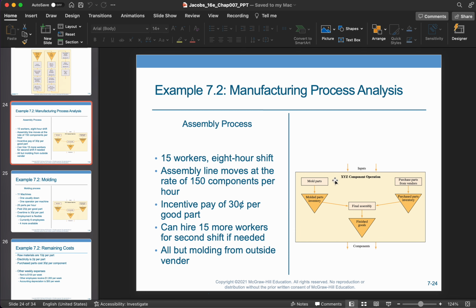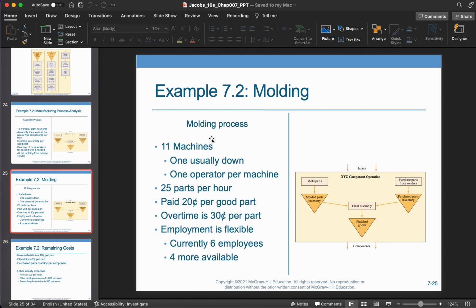Let's look at the molding process itself. For the molding process, you have 11 machines, and one is always down for routine maintenance, and you need one operator per machine. Initially, when we do our analysis, we'll assume that there are 6 employees. We also have the ability of hiring 4 more employees to make it 10, so that we use all the 10 machines that are available. In this part of the process, you can make 25 parts per hour per machine. They are paid 20 cents per good part and an overtime cost of 30 cents per part, in case that's something that we want to consider. So that is some of the costs.